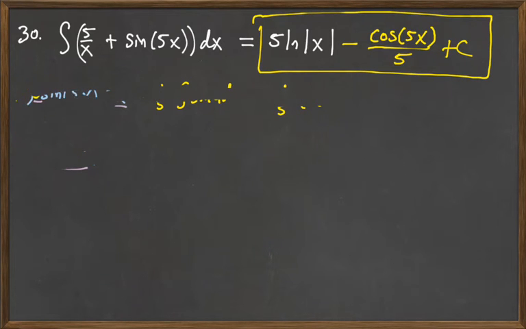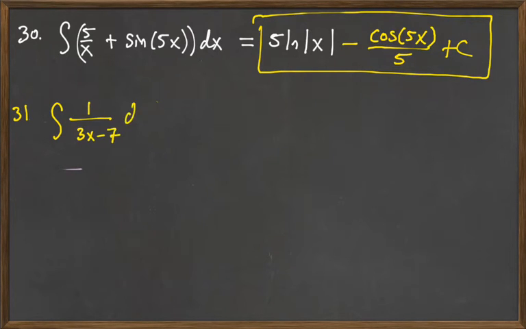All right. So let's take a look at another example here. Let's do the integral of 1 over 3x minus 7 dx. This is also a u substitution. And the degree of the polynomial down here is 1. So this is probably going to be a natural log. We'll go ahead and perform u substitution.